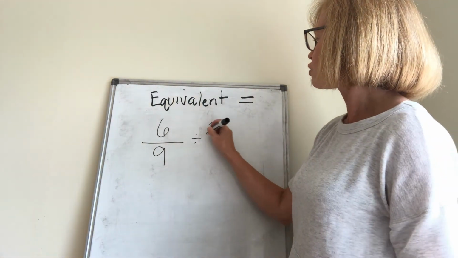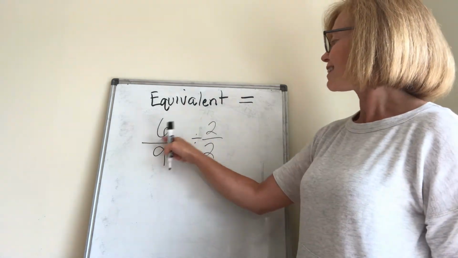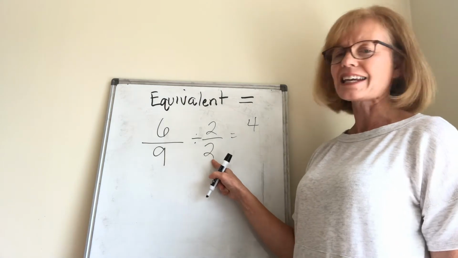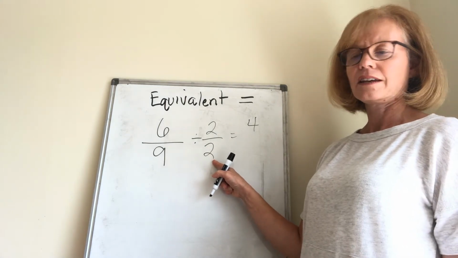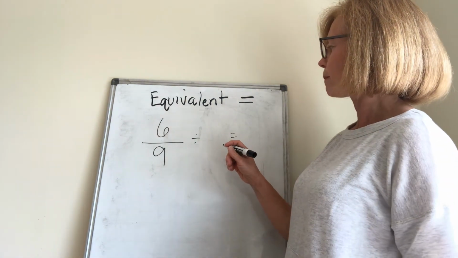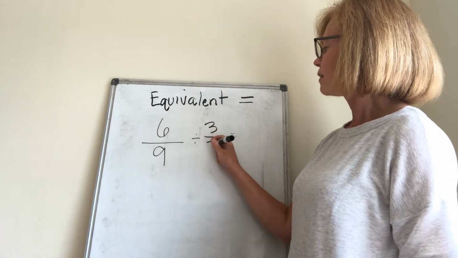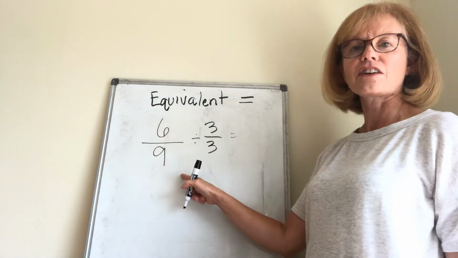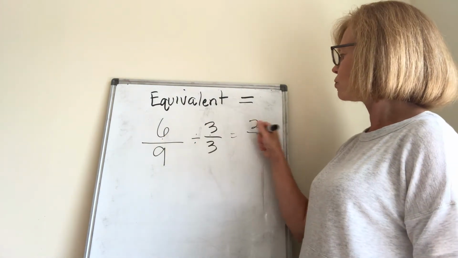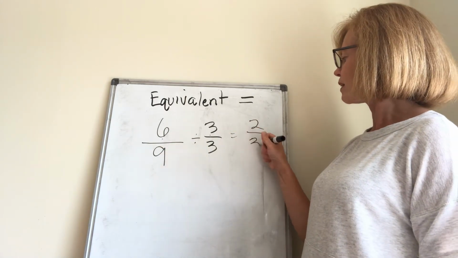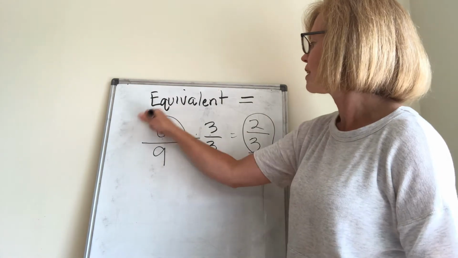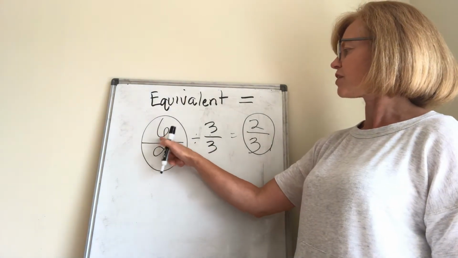We've been trying 2 a lot. Let's try 2. 6 divided by 2 is 3, but 9 divided by 2, I cannot do that equally. So this will not be an equivalent fraction. How about 3? Can I divide both 6 and 9 equally by 3? Well, 6 divided by 3 is 2. 9 divided by 3 is 3. Look at that. Now I have an equivalent fraction, and I have simplified this fraction.